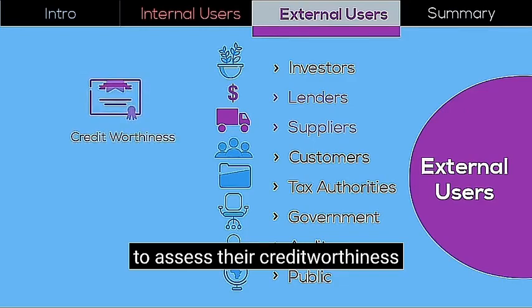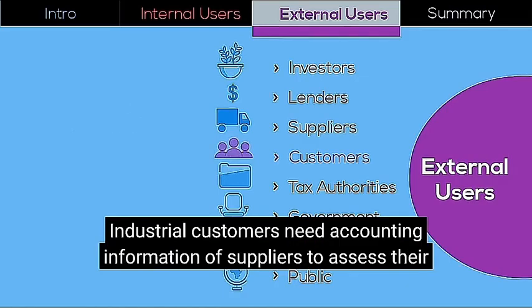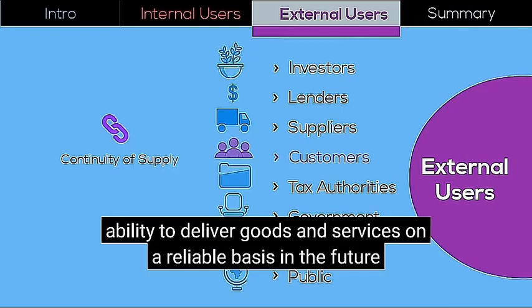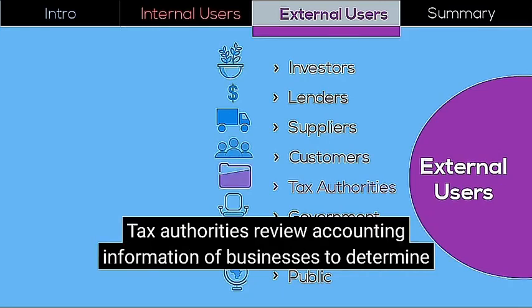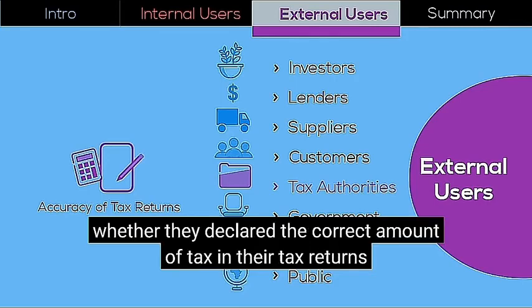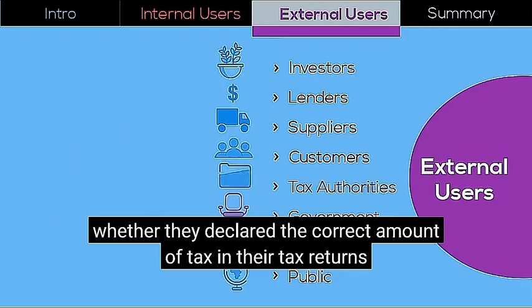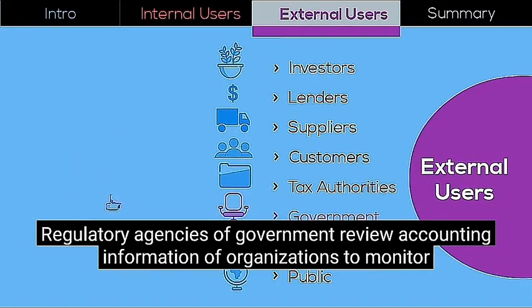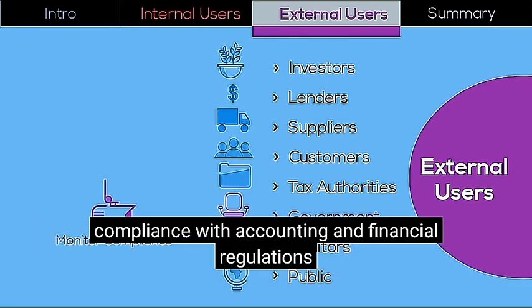And next one, customers. Industrial customers need accounting information of suppliers to assess their ability to deliver goods and services on a reliable basis in the future. Tax authorities review accounting information of business to determine whether they declared the correct amount of tax in their tax returns. Regulatory agencies of government review accounting information of organizations to monitor compliance with accounting and financial regulations.